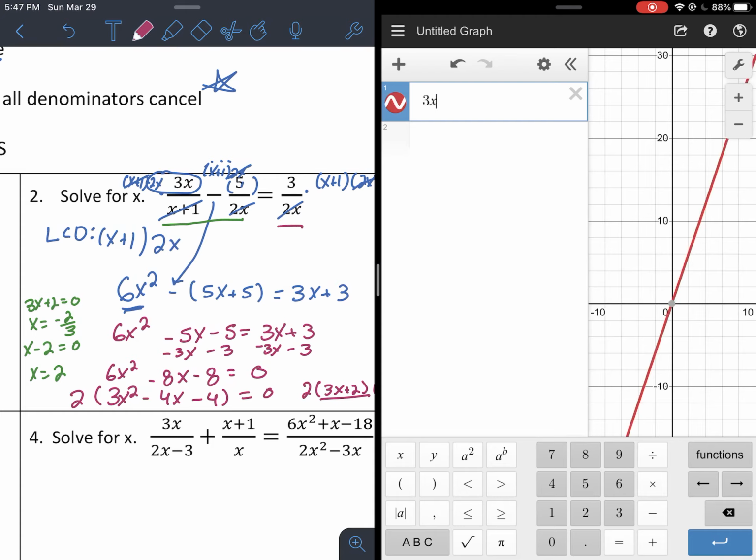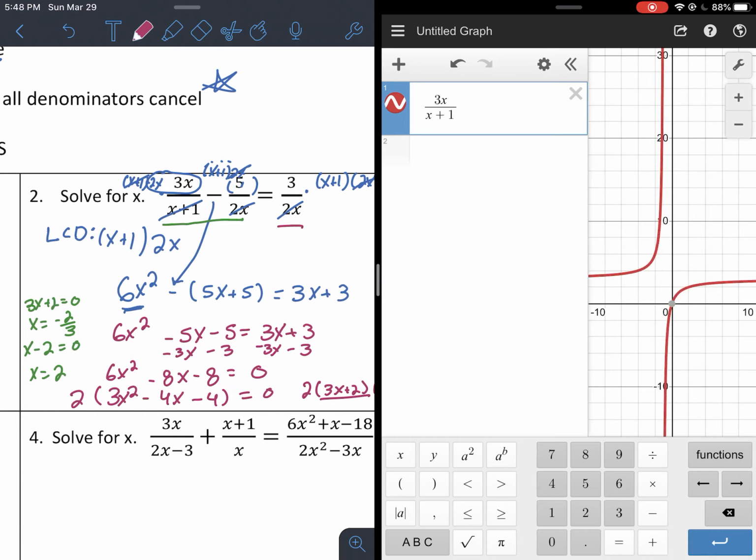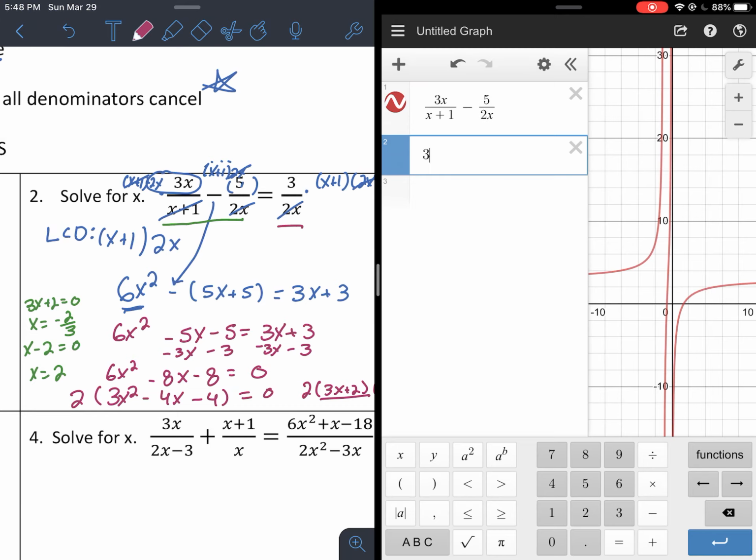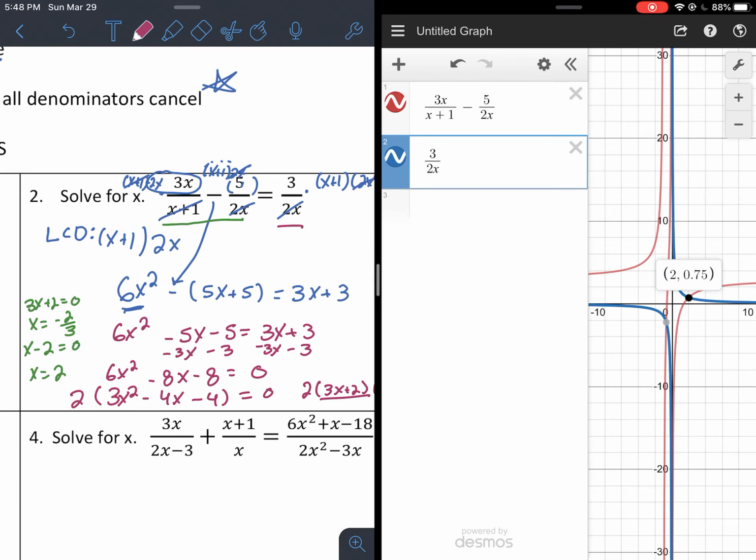So what you would do is you would do 3x divided by x plus 1. And then you would say minus 5 divided by 2x. And then that's equal to 3 divided by 2x. And then what we have to look for is where do they cross. So we say it's going to cross at 2. So then let's go to 2. Yep, looks like there's a point right at 2.